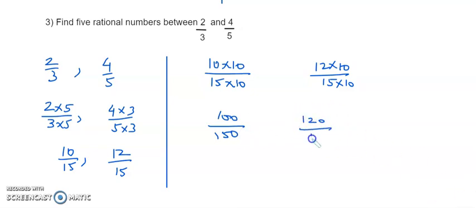Now I have around 20 numbers between them because 100 and 120, right? So there are 20 fractions. I can write any of them. But yes, when you're listing them, the denominators for all of them should be the same.